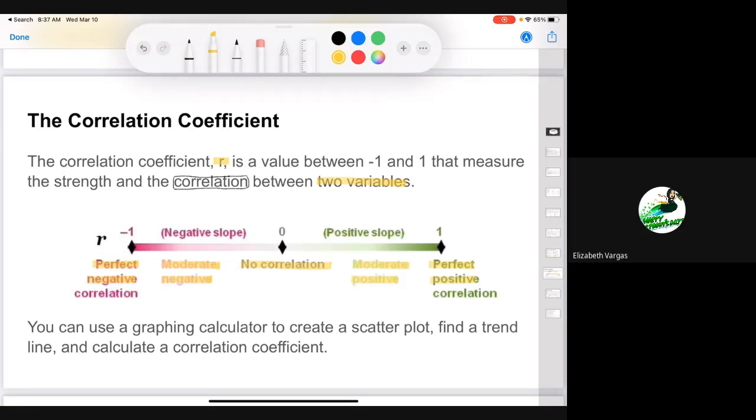And so what we can actually do is we can use a graphing calculator to create a scatter plot, find the trend line, and calculate a correlation coefficient. Okay? So let me show you what this actually looks like.